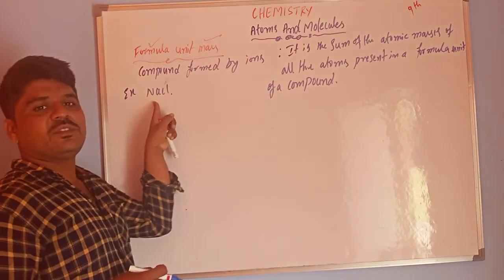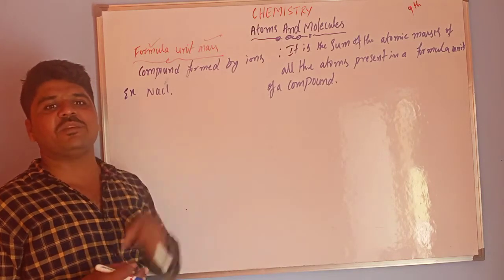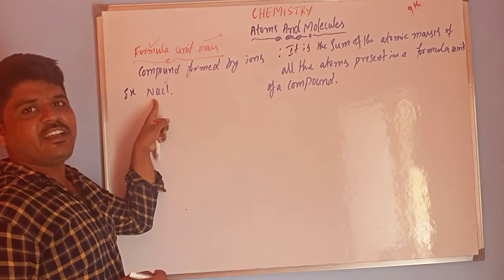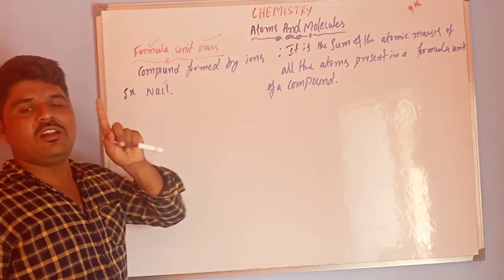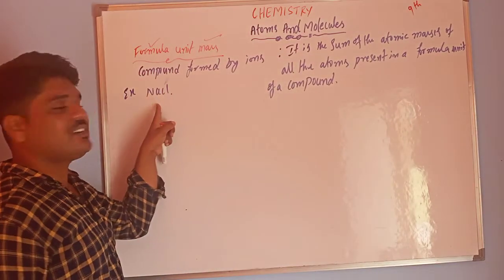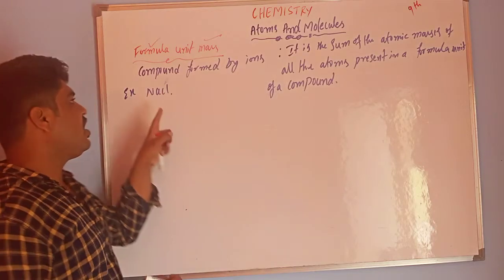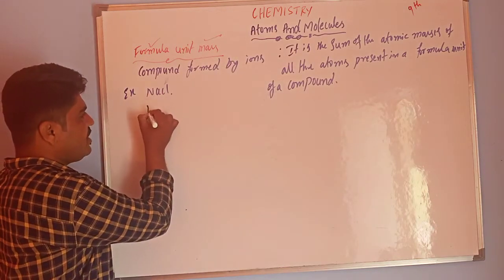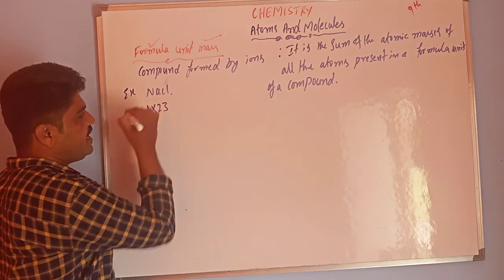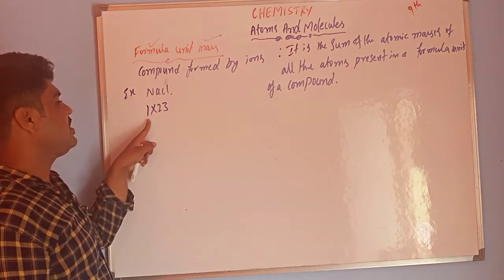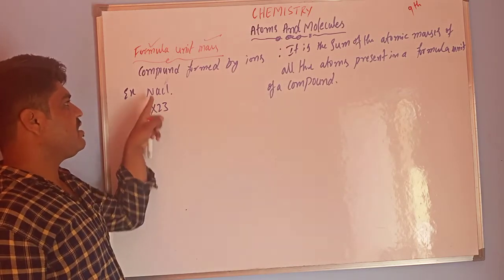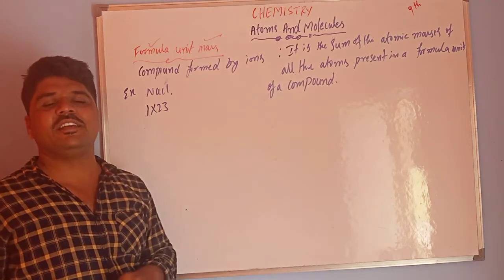So how can you find the formula unit mass? Sodium atomic number is 11 and atomic mass is 23. So how many Na are present? Only 1 Na. That's why 1 into 23. The number of atoms I am taking is 1, and the atomic mass of sodium is 23.